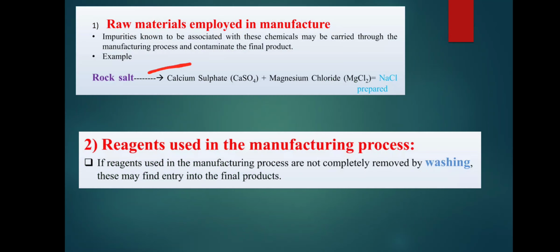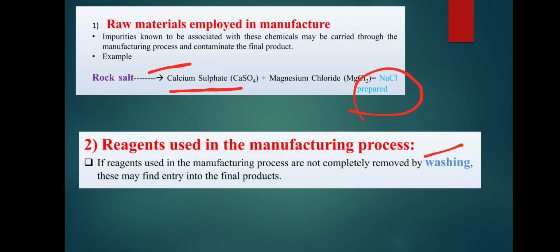First one is raw material employed in the manufacture. See, impurities known to be associated with these chemicals may be carried through the manufacturing process and contaminate the final product. Raw materials are the initial materials to prepare anything. Raw materials are very important. If raw materials contain some impurities, the product catches the impurity and loses its quality. Rock salt, calcium sulfate, magnesium chloride: in the preparation of sodium chloride from rock salt, if any impurity is in the raw material, the quality decreases.